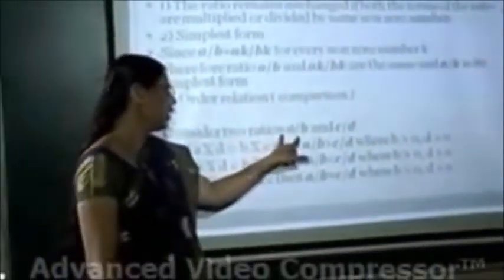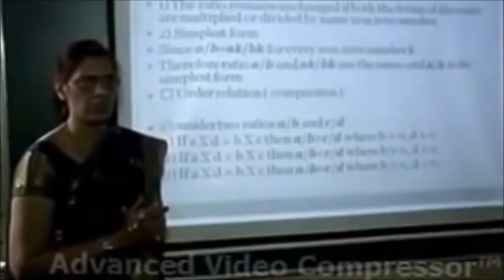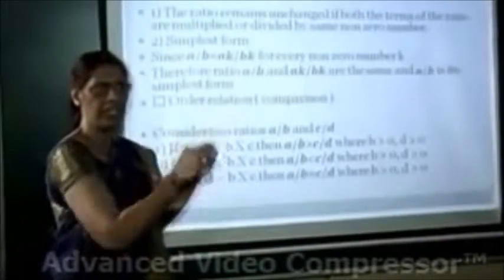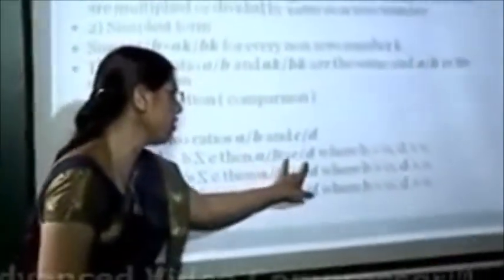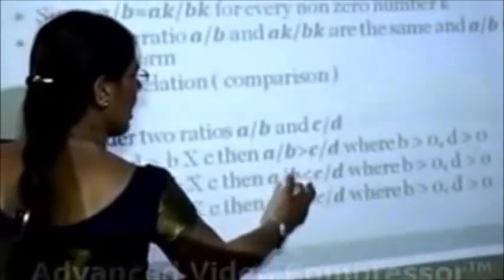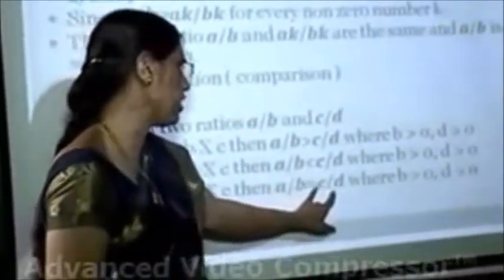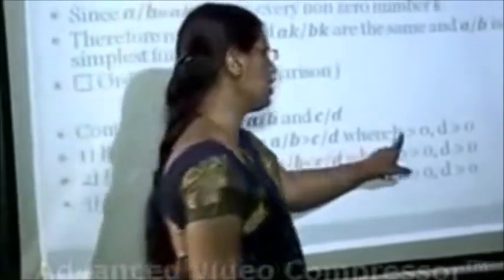Then if we have two ratios A upon B and C upon D, we can compare these two ratios. Suppose we have 3 upon 4 and the next ratio is 1 upon 5. Then we can compare which is greater and which is less by using this property. If AD is greater than BC, then A upon B is greater than C upon D. If AD is less than BC, then A upon B is less than C upon D. If AD is equal to BC, then A upon B is equal to C upon D. The most important condition is that B is greater than 0 and D is greater than 0.